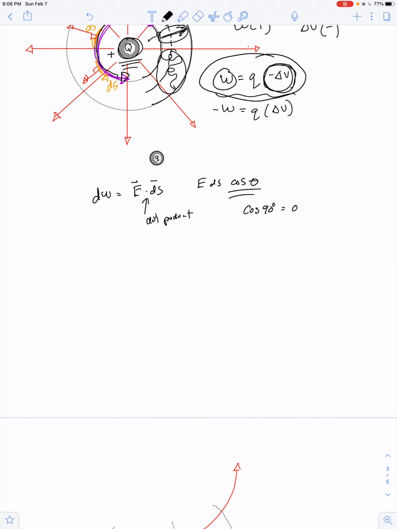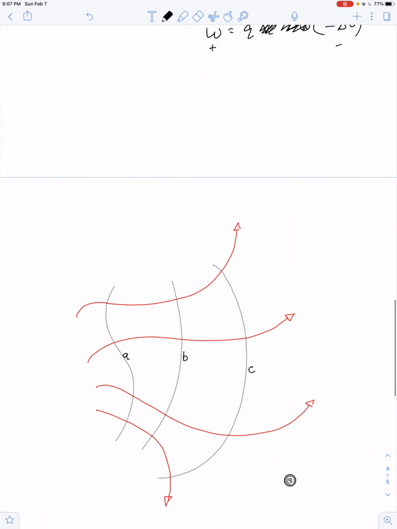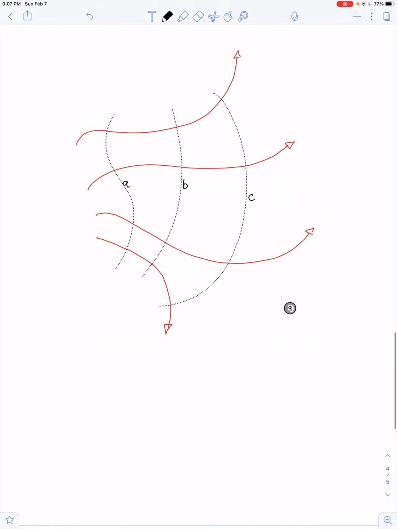So don't make the mistake of thinking work is equal to charge times electric potential. It's equal to charge times change in electric potential. And better yet, negative the change, because whenever the work is positive, the change is going to be negative. Okay. And to generalize it even more, if we have some very non-uniform electric field, we know the lines of equipotential have to cross the electric field lines at 90 degrees at all points where they cross.